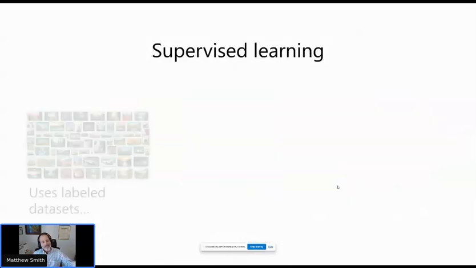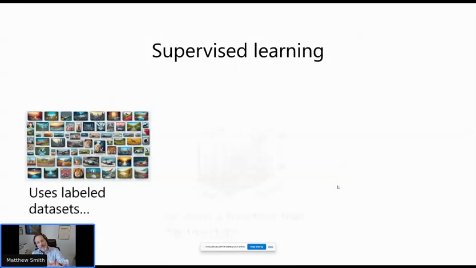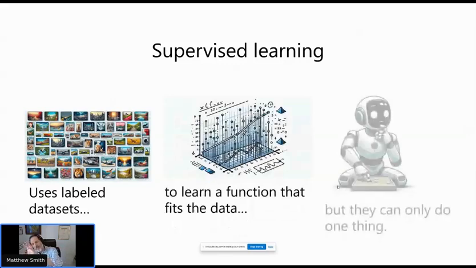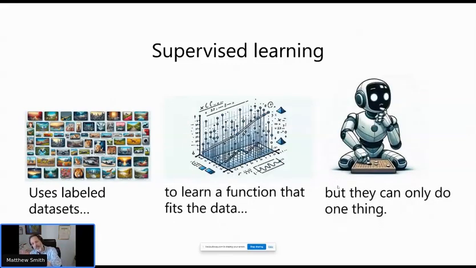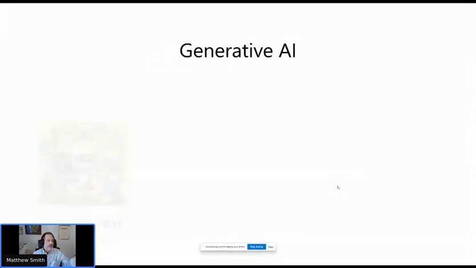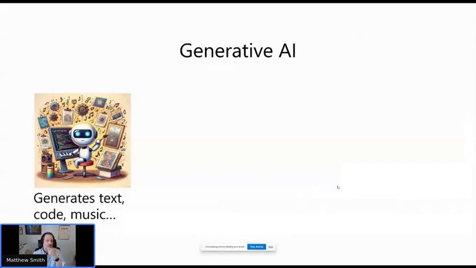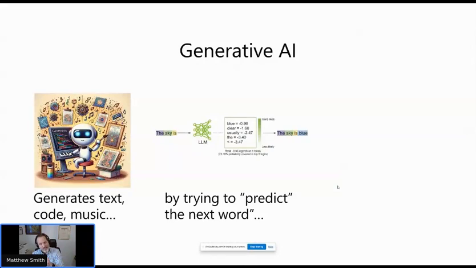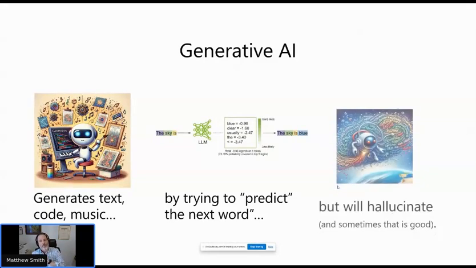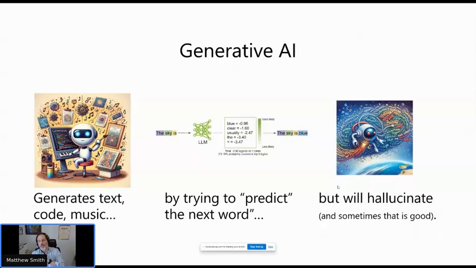Supervised learning takes in labeled data sets. It learns a function from that data, and then can predict very accurately, but they can only do one specific thing that they're trained on. Generative AI can do different things like create and generate and generalize a little bit. And large language models do it by trying to predict the next word, but then they'll hallucinate, which can be a good thing if you want to be creative, but that is a challenge if you're looking for truth. And I'm going to stop it there.